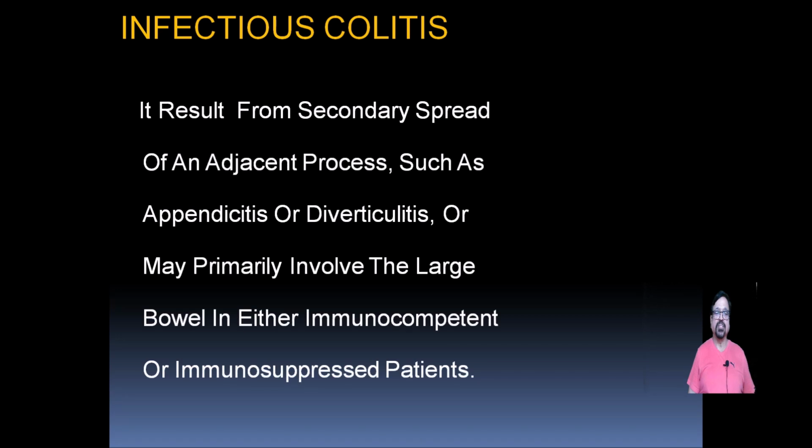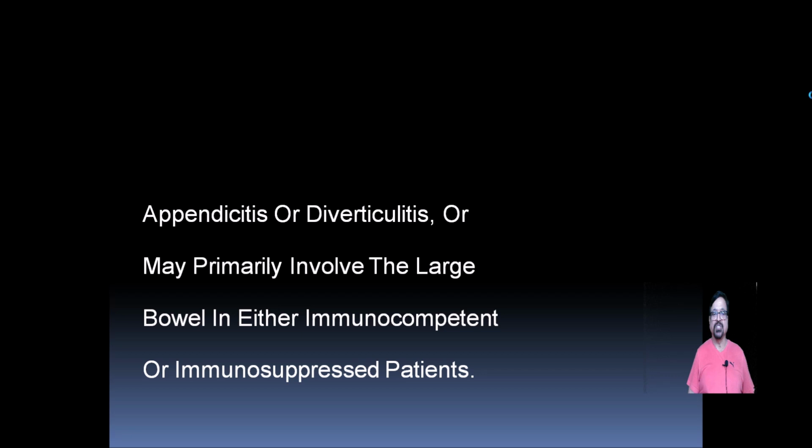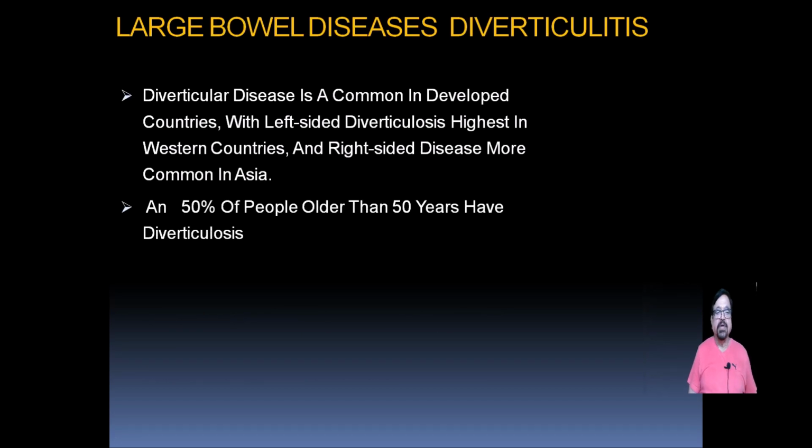Now, coming to infectious colitis. It results from secondary spread of an adjacent process such as appendicitis or diverticulitis, or may primarily involve the large bowel in either immunocompromised patients or immunocompetent patients. Now, here we are considering two entities. One is diverticulosis and diverticulitis.